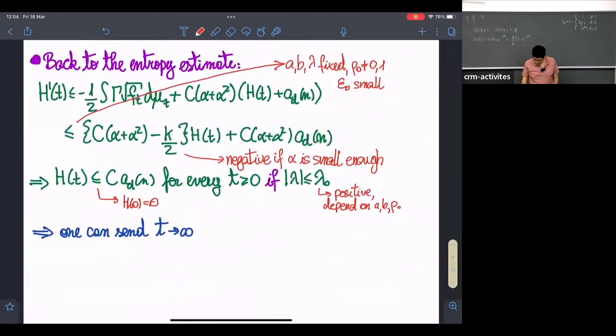Remember, so this was here, no? We want this constant to be negative in front of the entropy, okay? So the constant k does not depend on lambda. Remember that alpha was something of the form lambda divided by rho star. If you send lambda to zero, rho star converges to a number strictly between zero and one, because it depends on A and B. It's something of the form A divided by A plus B. So if you send lambda to zero, alpha goes to zero as well. So for lambda small enough, the prefactor of the entropy in the inequality is negative, and therefore we have this uniform bound in time.